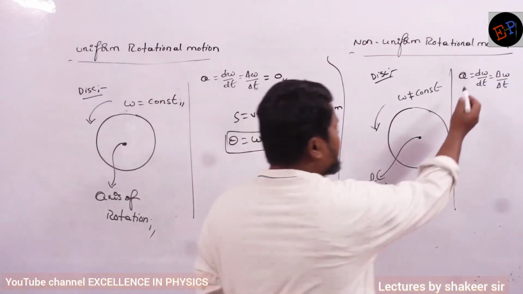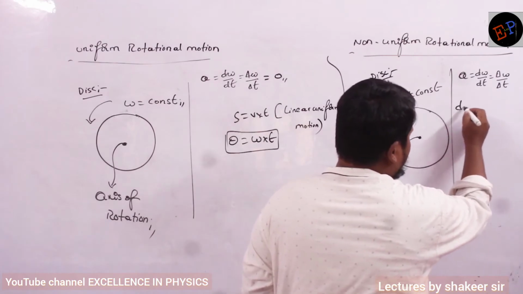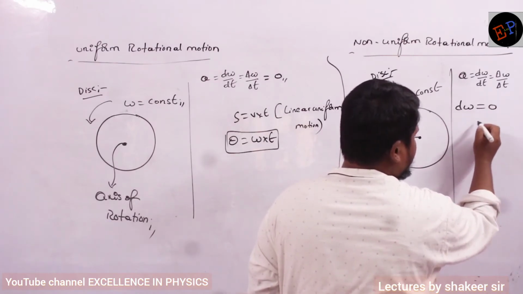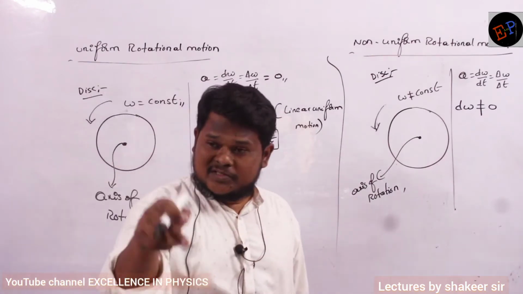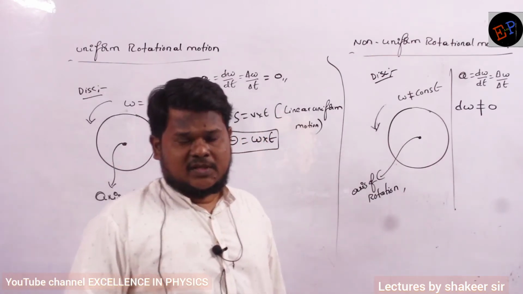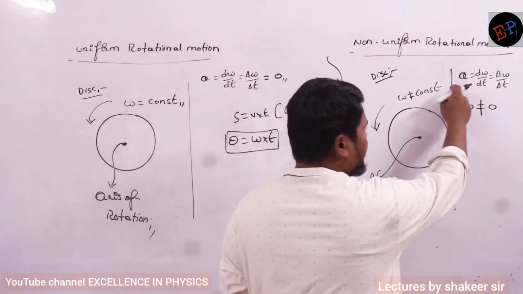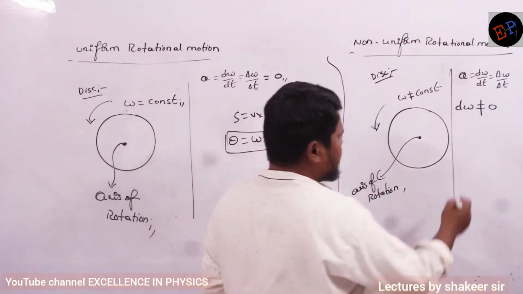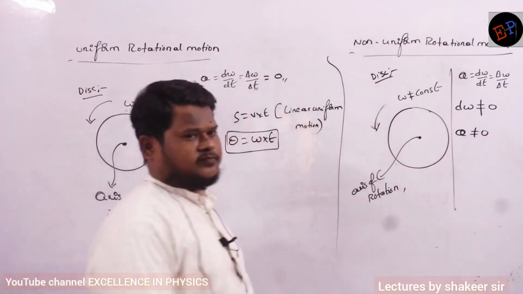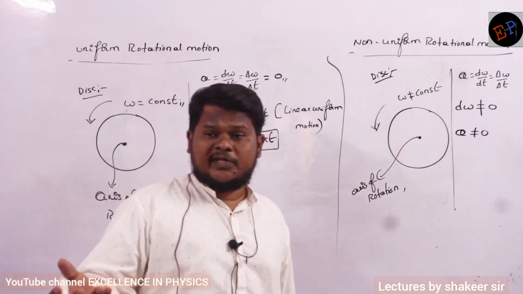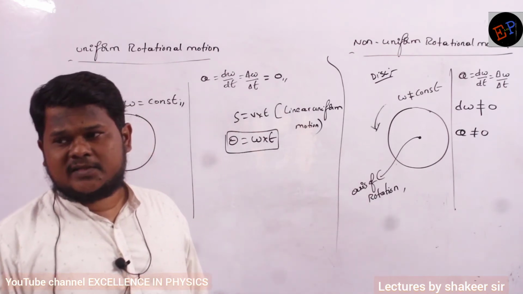It means d omega, is it 0? It is not 0. What is d omega? Change in omega. Omega is changing, so it is not 0. If d omega is not 0, alpha also is not 0. Alpha is not 0 means what? It is present. That is the meaning of this.